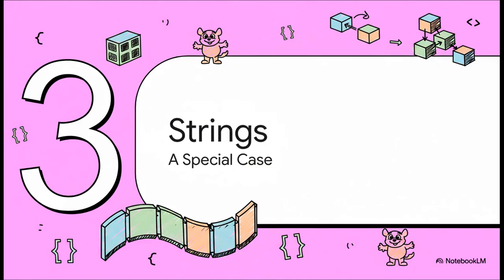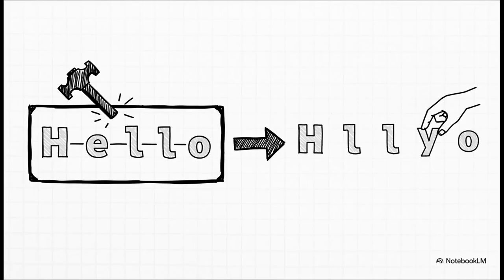Okay, now for a type that you've definitely seen before, but it has a really close relationship to slices, the good old string. In Go, a string is, under the hood, just an immutable slice of bytes. And immutable is the key word there. Once you create a string, you cannot change it. This actually makes them really safe to pass around in your program.